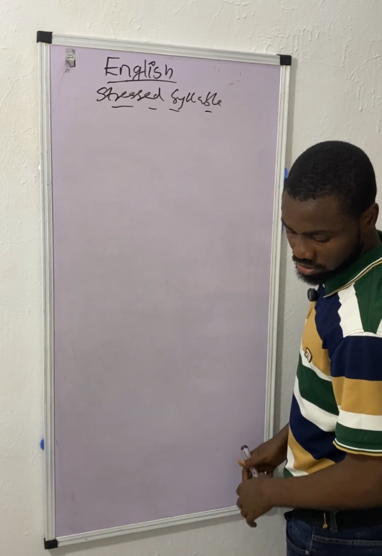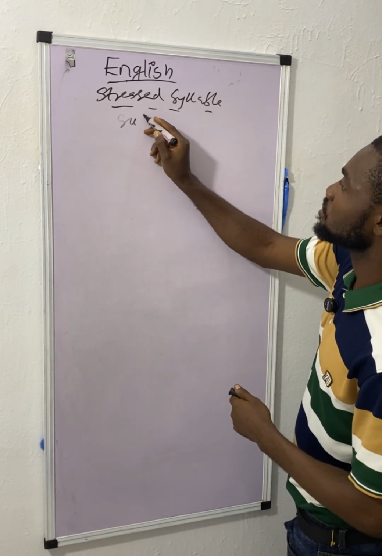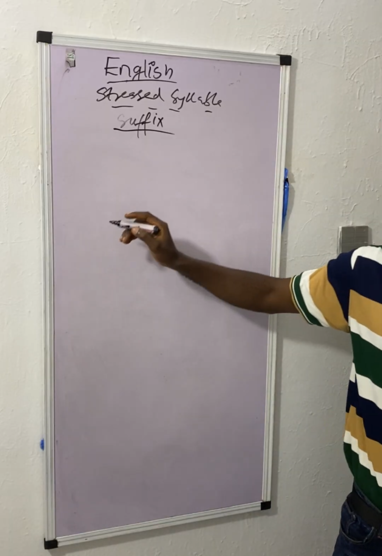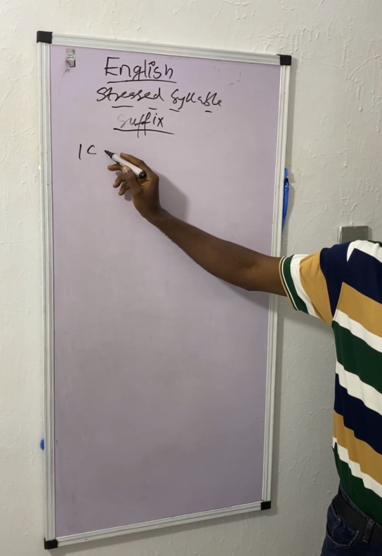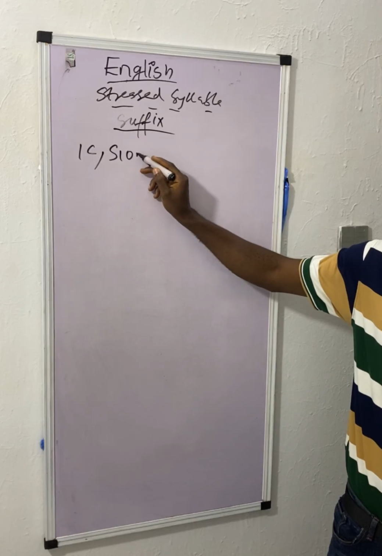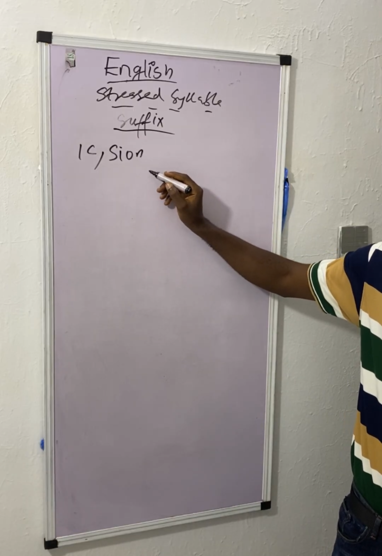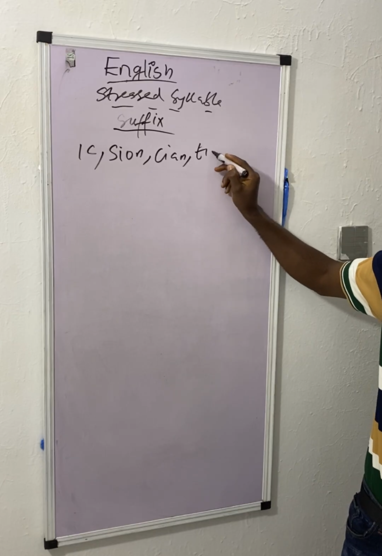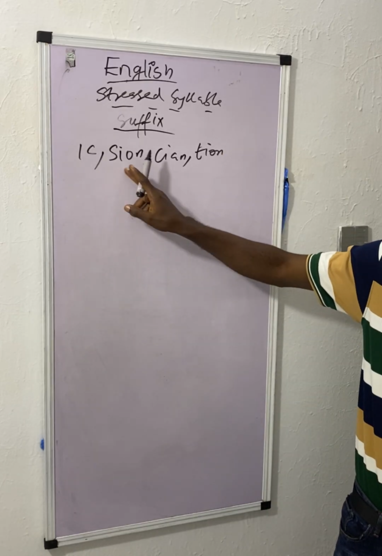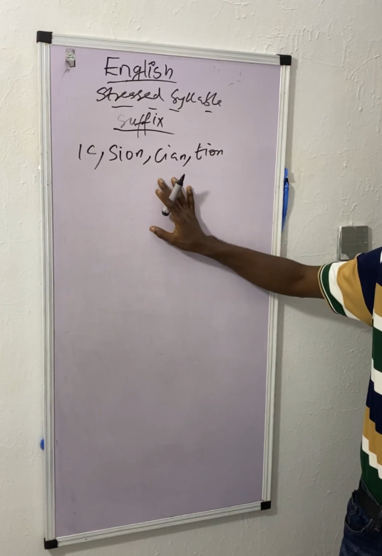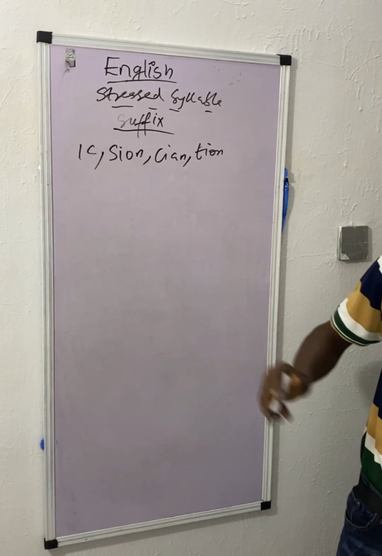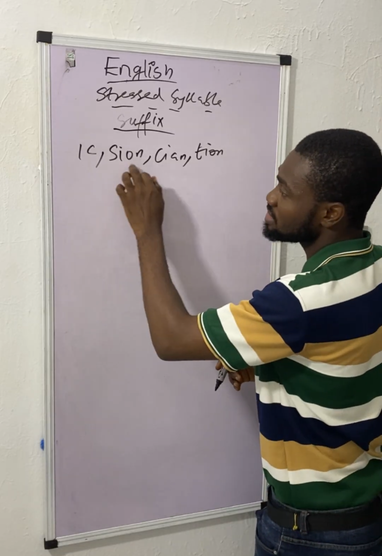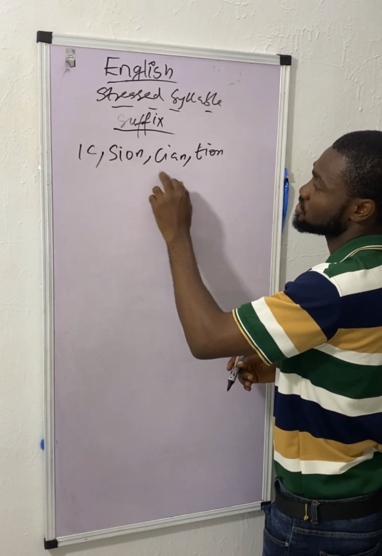So let's look at the suffix pattern. The pattern that you should observe in suffixes: any word ending in IC, that's ik, ending in S-I-O-N, shon, shian, and T-I-O-N, shion. Any word that ends in any of these suffixes usually has its stress syllable in the syllable before the suffix.